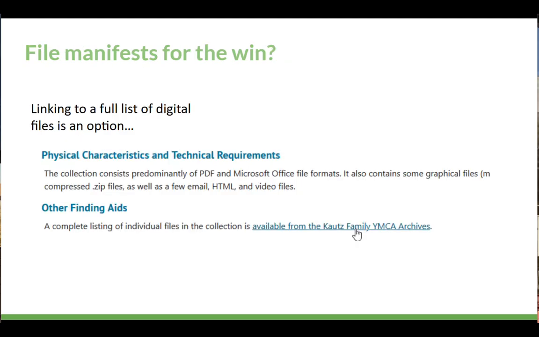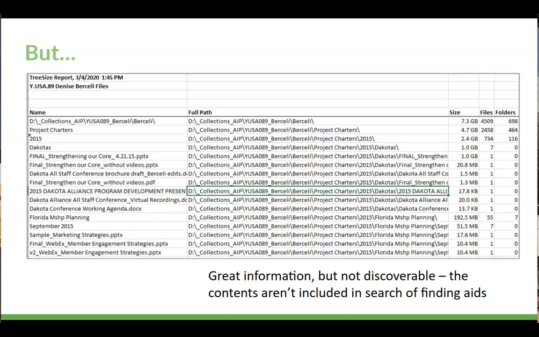One option is to link to a full file manifest from a finding aid, and we do often do this. This screenshot shows how we incorporated a link to a file manifest from the other finding aids note. You probably can't see this very well, but it's just a snippet of a spreadsheet with the file manifest. It lists every file in the collection, including its full file path, size, date last modified, etc. This information could be really helpful to a researcher, but if part of our goal in describing materials in finding aids is to improve discoverability, it's not going to help because information in externally linked files like this will not be indexed by ArchivesSpace.